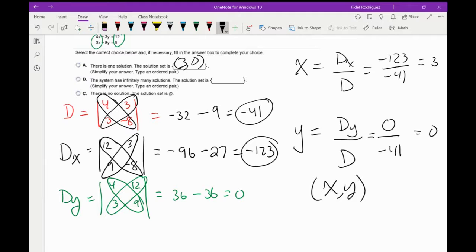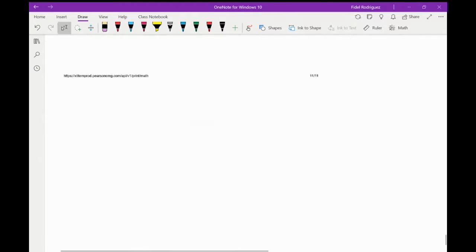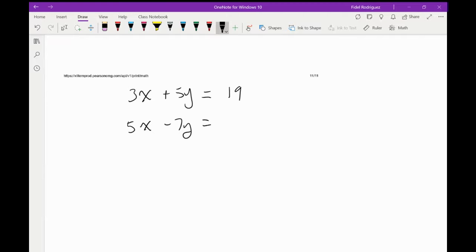Mine was, okay, so 3x... Yes, tell me the equation and we'll write it down right here. Okay. It's 3x plus 5y equals 19. 19, good. 5x minus 7y equals 1. Okay.